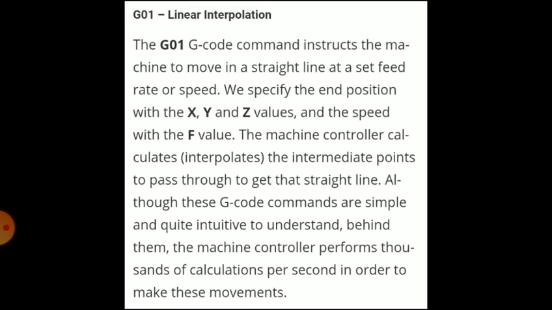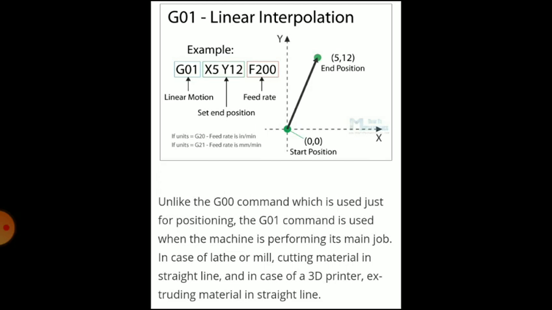The machine controller calculates or interpolates the intermediate points to pass through to get that straight line. Although these G code commands are simple and quite intuitive to understand, behind them the machine controller performs thousands of calculations per second in order to make these movements. So you can see start point and end position. So for G01, that is linear interpolation.